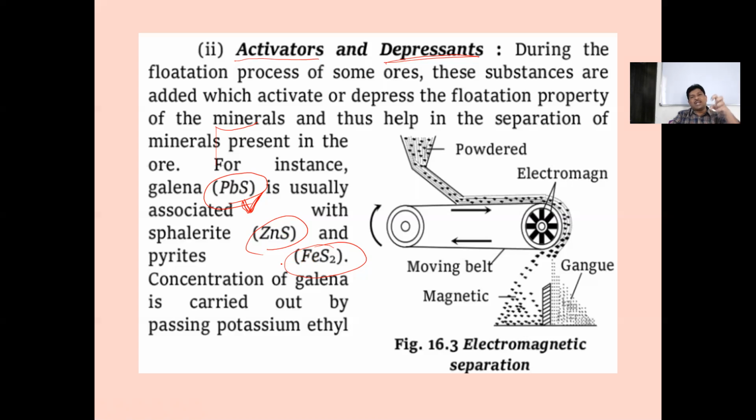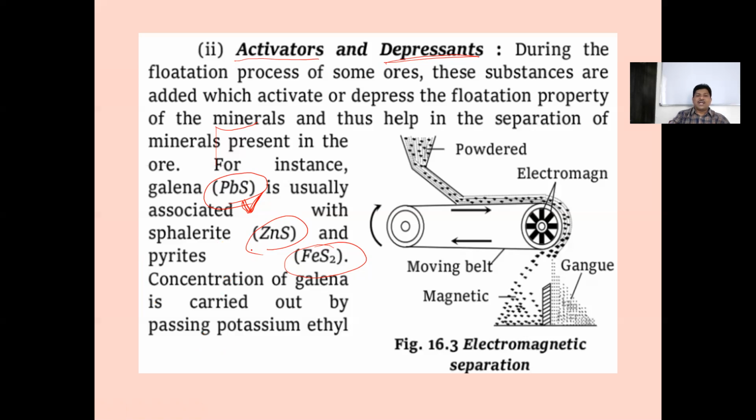Now, what should come to the surface along with the froth? PbS should come. PbS will come to the surface along with the froth, and the froth will be separated, and hence PbS, lead sulfide, will be separated. At the bottom, ZnS and FeS2 will be left over. To make ZnS and FeS2 settle at the bottom, we have to add a depressant. The depressant will depress the ZnS and FeS2 to settle at the bottom, and PbS will come to the surface along with the froth bubbles and be separated.